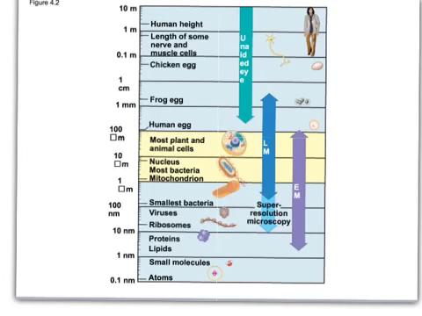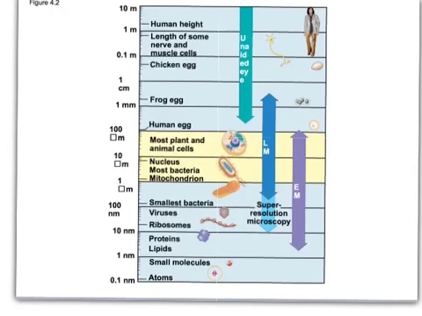All right, so here's what we can see based upon the type of microscope we're using or not using. Human height, length of some nerve cells: you can see the length, but you can't see their width. Chicken egg, frog egg is right at the boundary of where we can see. Okay, and then the light microscope: most plant and animal cells, you can see bacteria. You can get to a point where you can see a mitochondrion, but that's pretty much at the limit of it. And then we utilize electron microscopy to see further smaller cell parts.